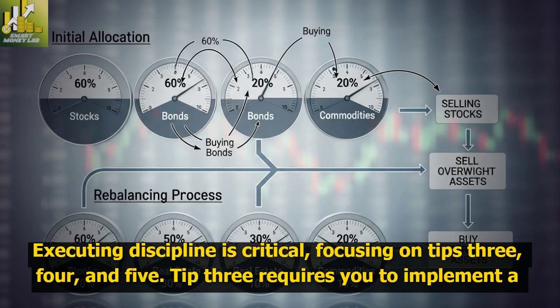Rebalancing is your mechanism to systematically sell high and buy low, forcing you to trim positions that have become overweight due to performance and reinvesting into those that are currently depressed. Tip 4 addresses the long-term drag.